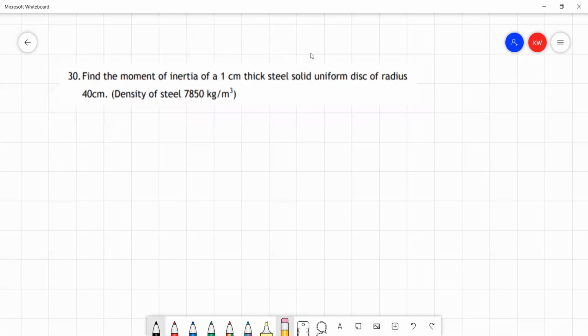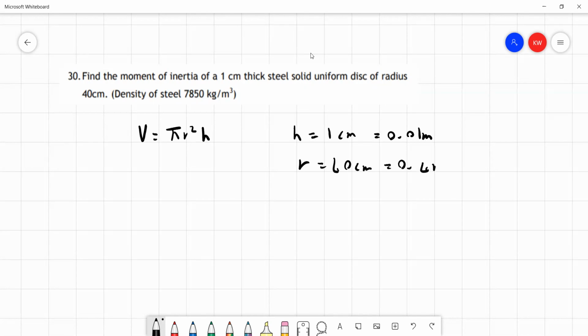So the formula for the volume of a cylinder is V equals pi r squared. That's the area of the circular side times the height of the cylinder, or in this case, the thickness of our disk. So what information do we have here? We're told that our thickness, which will be our H value here, is 1 centimeter, which is the same as 0.01 meters. Remember, always work in meters in these questions. And the radius is 40 centimeters, or 0.4 meters.